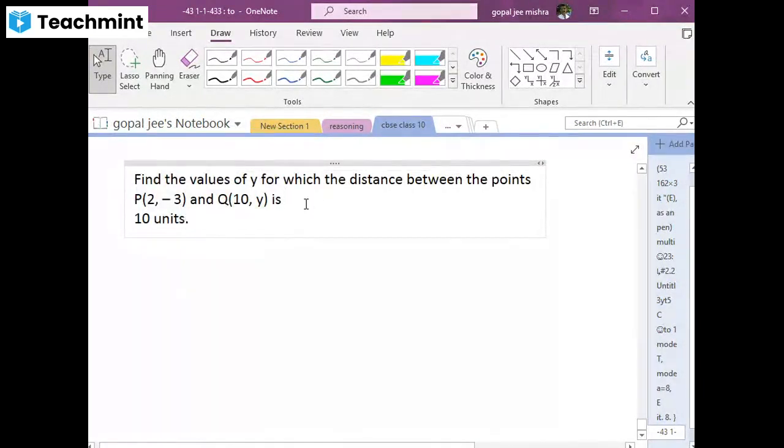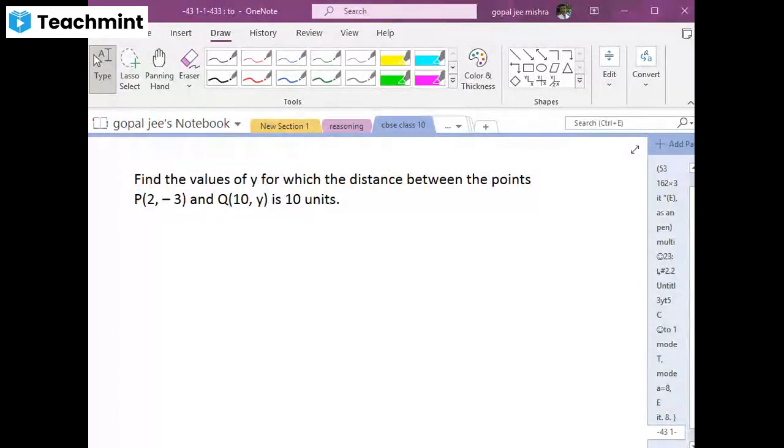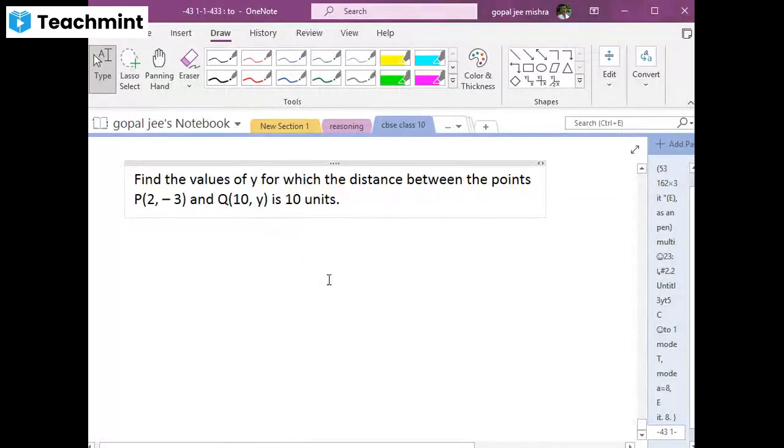Is it readable to you, beta? Yes. Okay, beta. Now let us see that. Find the values of y for which the distance between the points P and Q is 10 units. Like that also questions are asked, but these are very easy. You have to just utilize that formula and you will be able to determine the value of the coordinate. Are you getting where this application must be used? Where? In practical life.